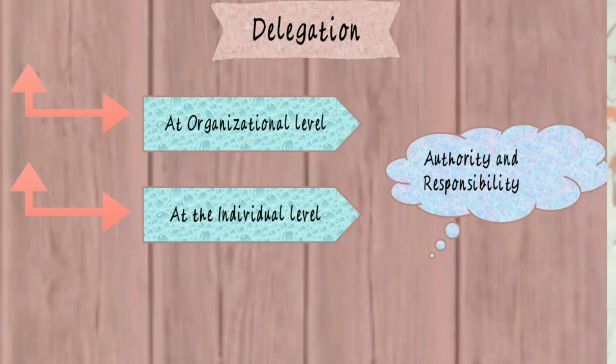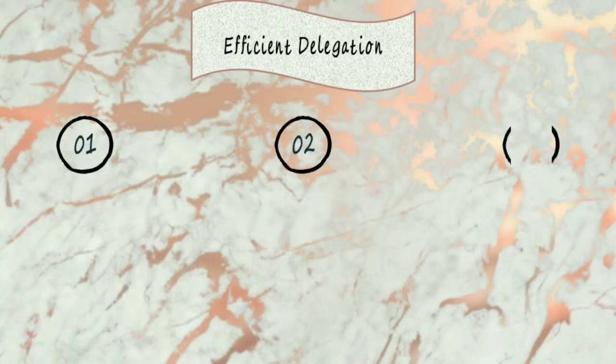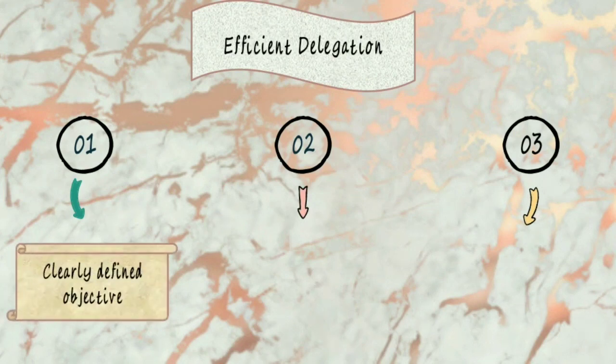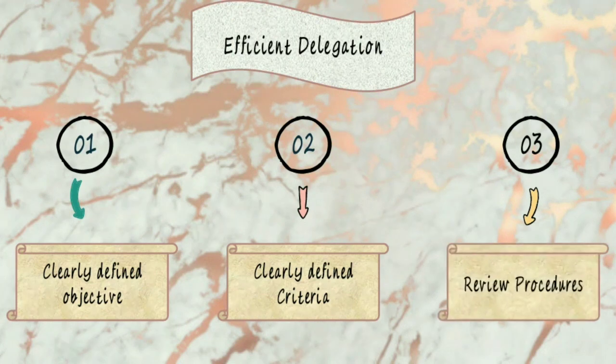Okay, and the next is efficient delegation. Efficient delegation depends on three things. First is clearly defined objectives. Second, clearly defined criteria, and the last is the review procedure.